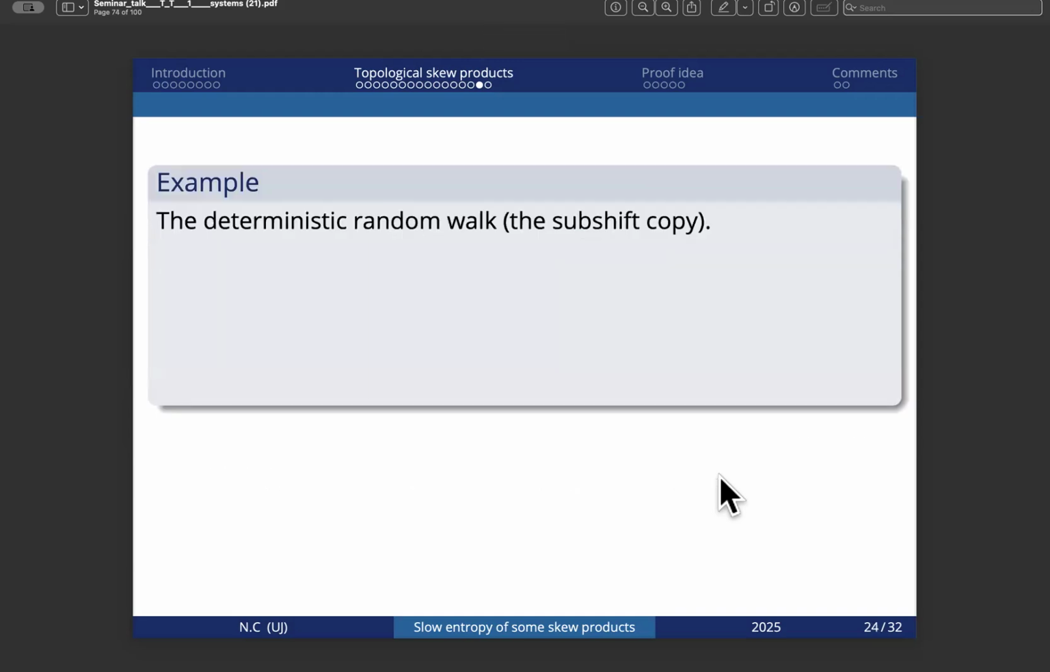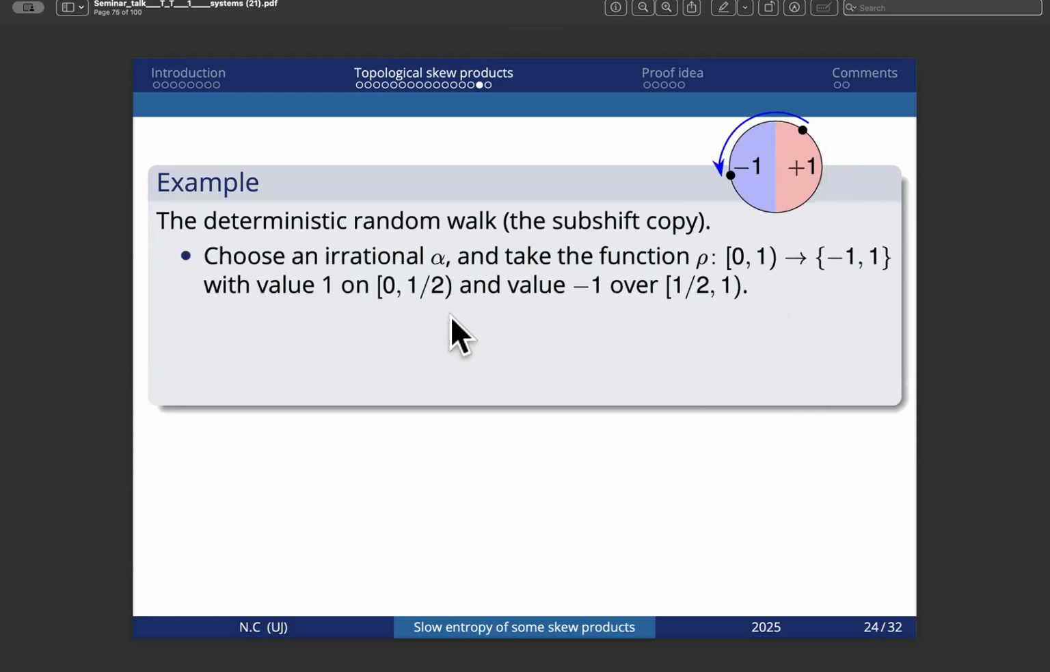Another interesting example is the subshift copy of the deterministic random walk. We can choose an irrational number alpha and take the function on the circle that is 1 on one half and -1 on the other half. The ergodic sums of this function with the rotation are apparently very interesting, and there are many results about them, and many people are still interested in this.